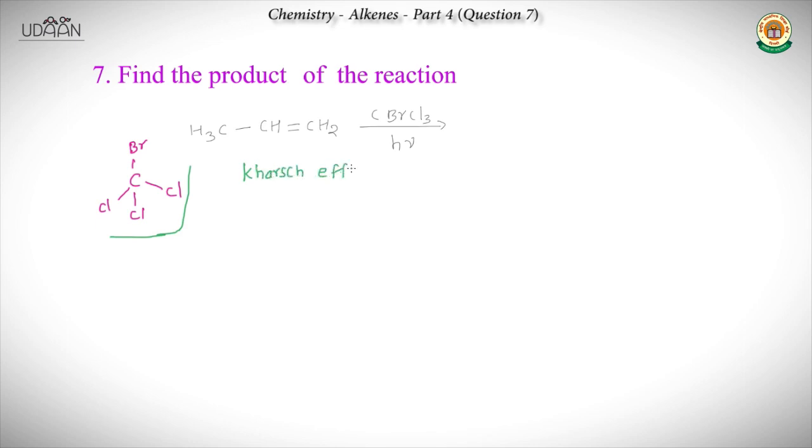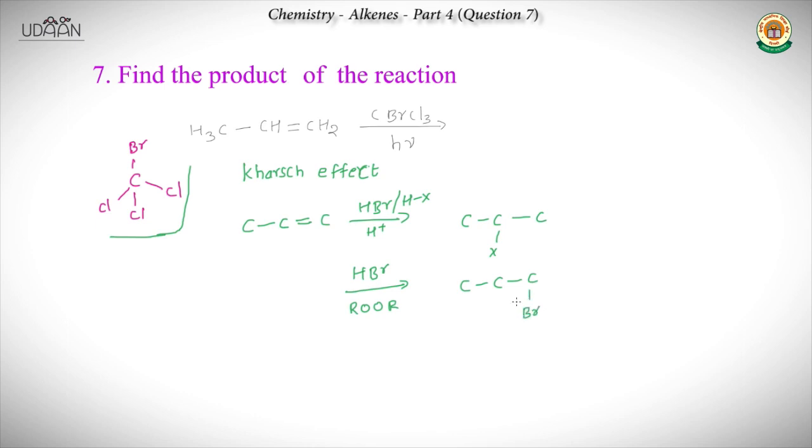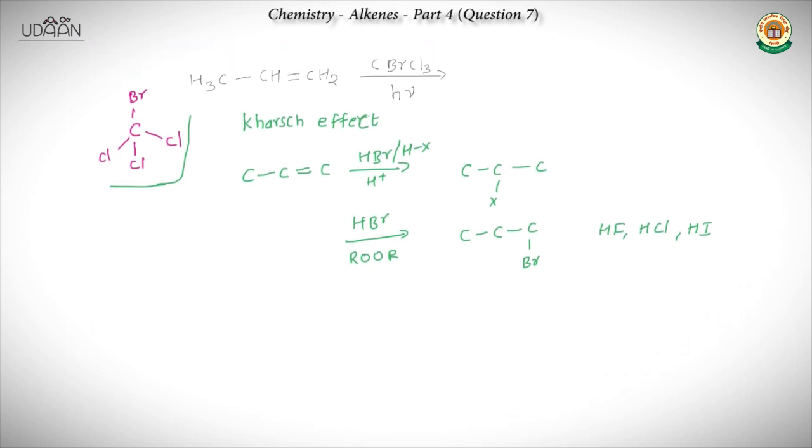Alright, what is this effect? Actually, whenever you add HBr in the presence of H+, or any HX, you will get a Markovnikov product in general. But Kharasch observed that if you add only HBr in the presence of a peroxide, say ROOR, an anti-Markovnikov product is obtained. Also, he observed that it's obtained only in the case of HBr, but not for HF, HCl, or HI. Now, there is a reason for it, and I'm going to tell you the reason.